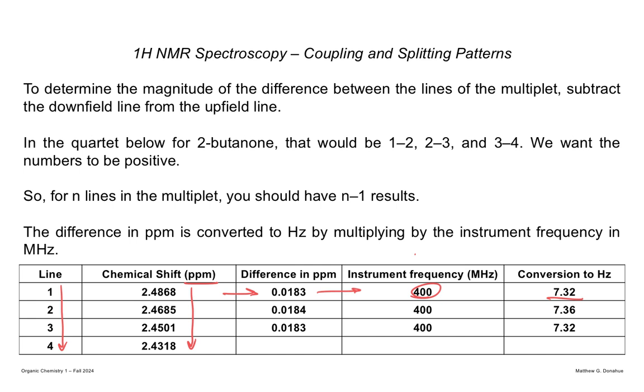Then you do the same for the 2-3 relationship and the 3-4 relationship, and you'll see that overall these numbers are converging at about 7.3 hertz. So that means the distances between those 4 lines is 7.3 hertz.